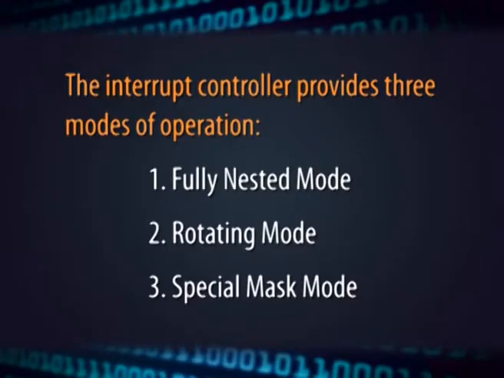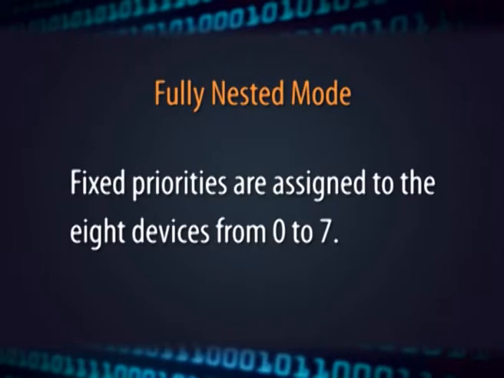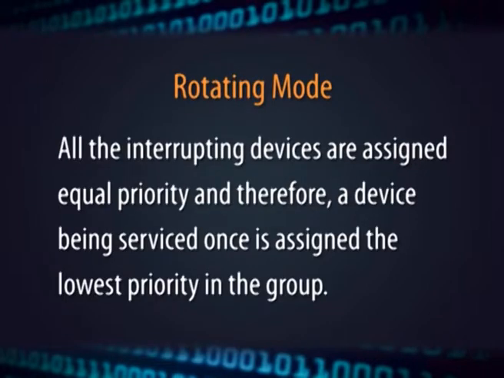The interrupt controller provides 3 modes of operation. The first mode of operation is fully nested. In the fully nested mode, fixed priorities are assigned to the 8 devices from 0 to 7. In the rotating mode, which is the second mode of operation, all the interrupt devices are assigned equal priority, and therefore, a device being serviced once is assigned the lowest priority in the group.